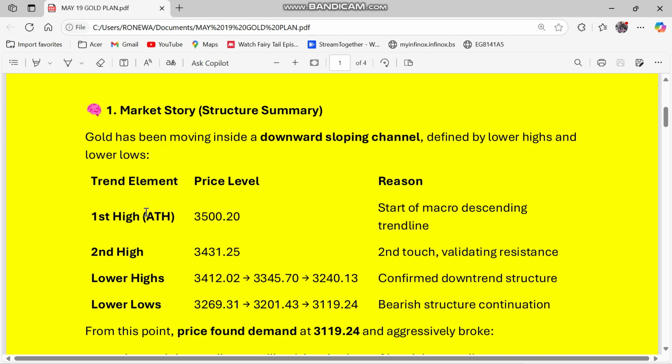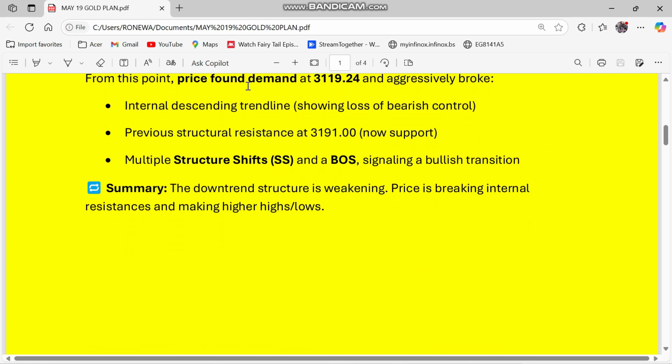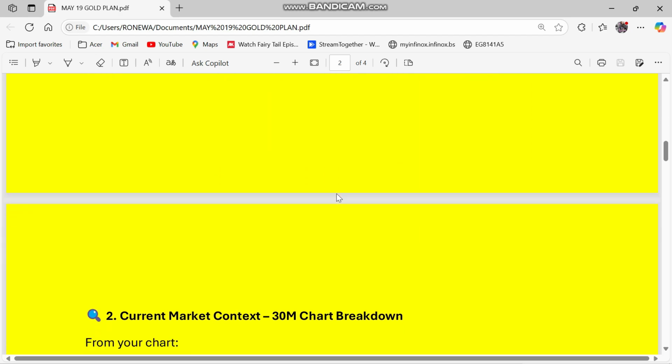The all-time high is going to be this level here, as you can see, the trend element price level. And then the second high, we're going down like this. As you can see, we're forming lower highs and lower lows, a series of lower highs and a series of lower lows on that downtrending channel. I made sure that I marked up everything: the structure shift and the breaks of structure.